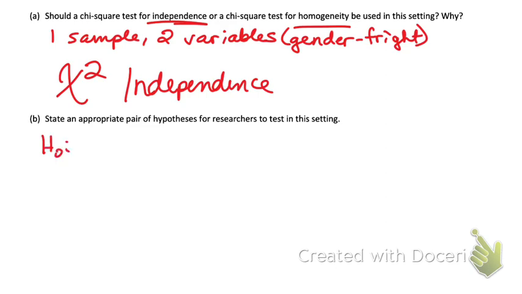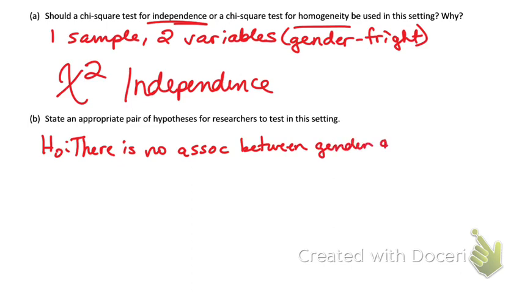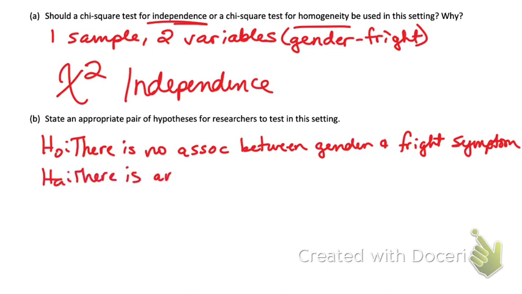Cool. What are the appropriate hypotheses for this test? What is the null hypothesis? There is no association between gender and fright symptoms. What's the alternative? There is an association between gender and fright symptoms.